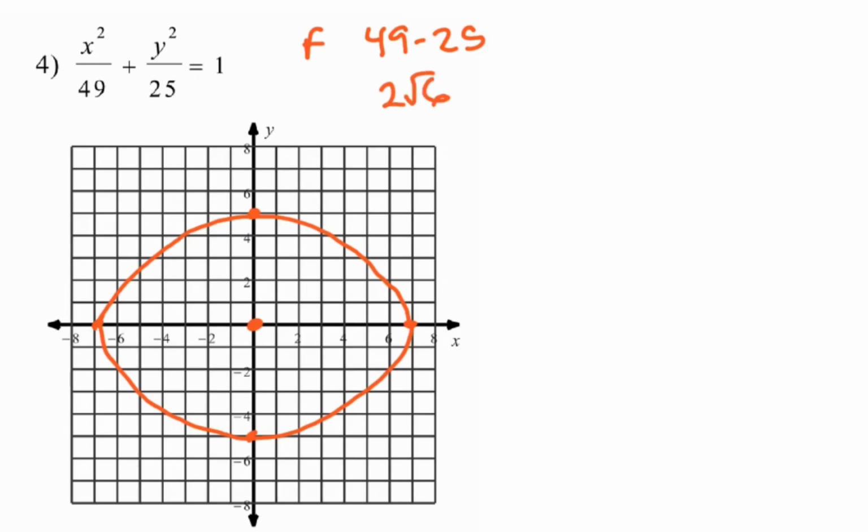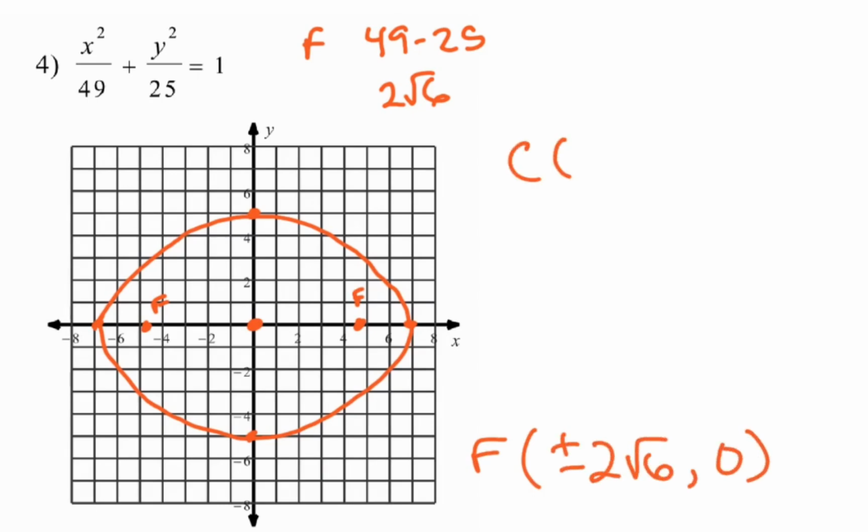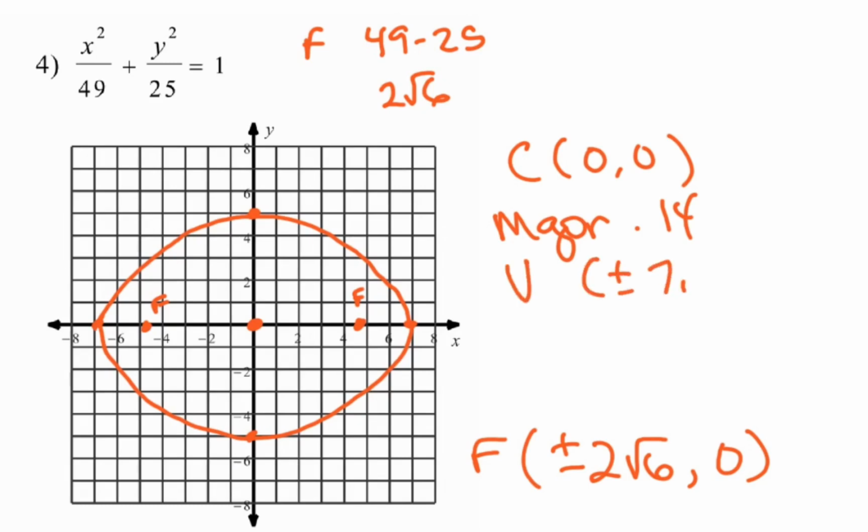But this time I'm going on the x-axis. So those are my foci. My foci are going to be plus or minus 2 square root 6, 0. My center is at 0, 0. My major axis length is still 14. My vertices are going to be at plus or minus 7, 0, and co-vertices are going to be 0 plus or minus 5.